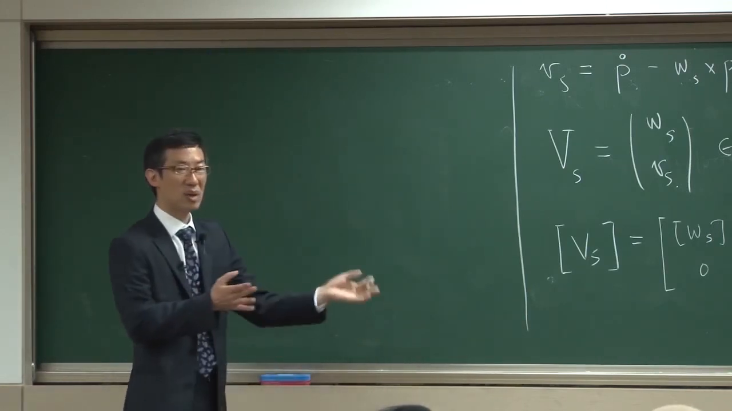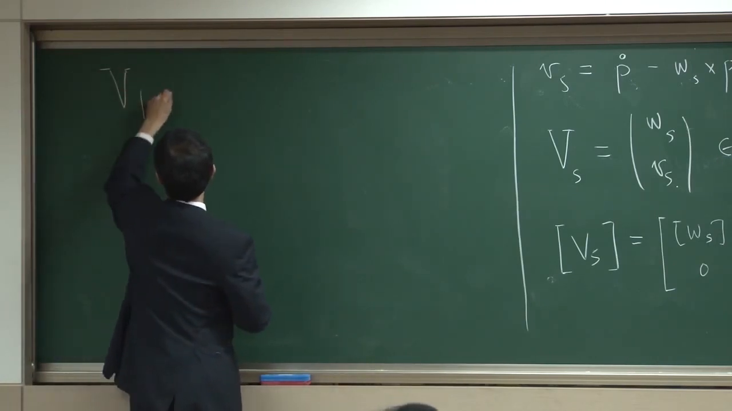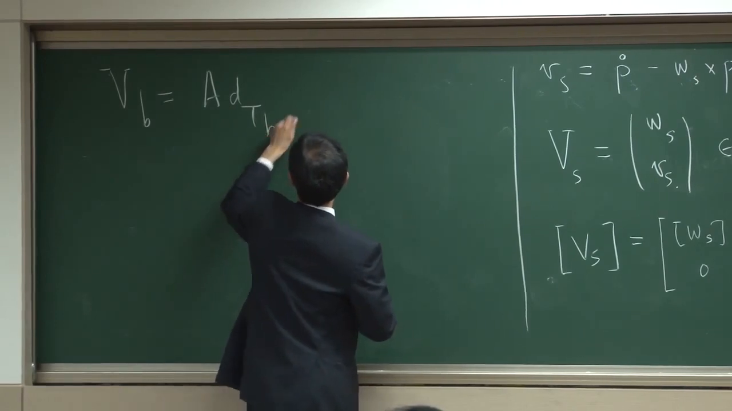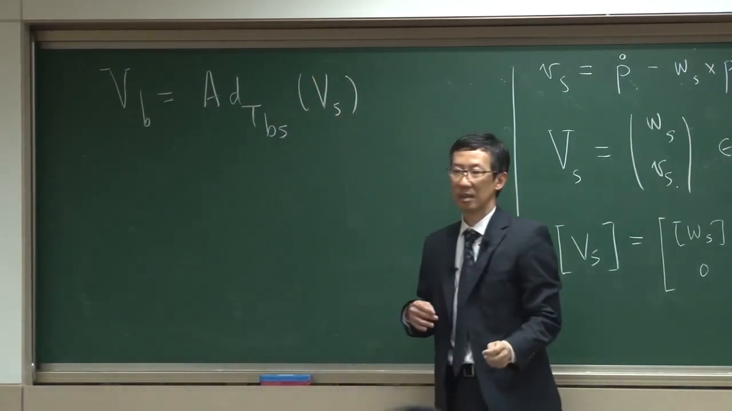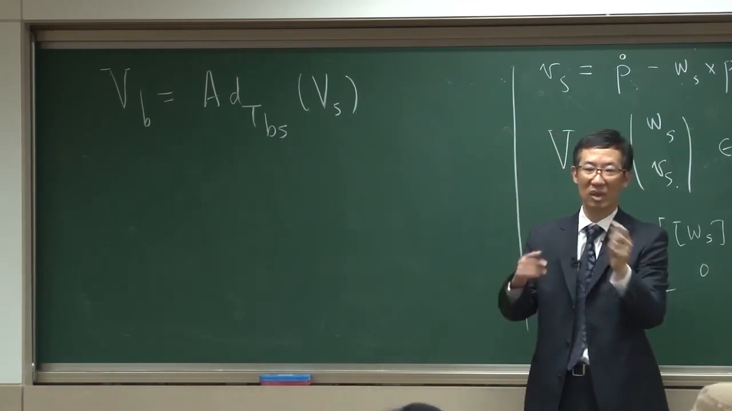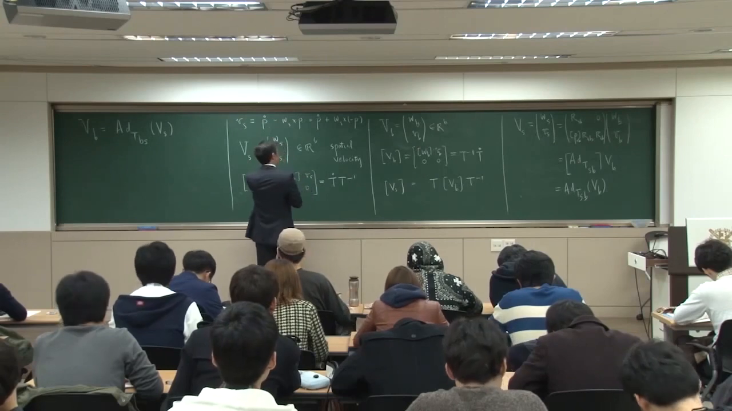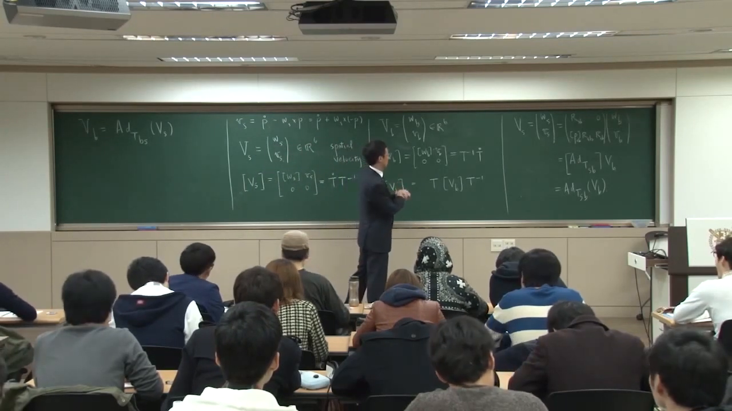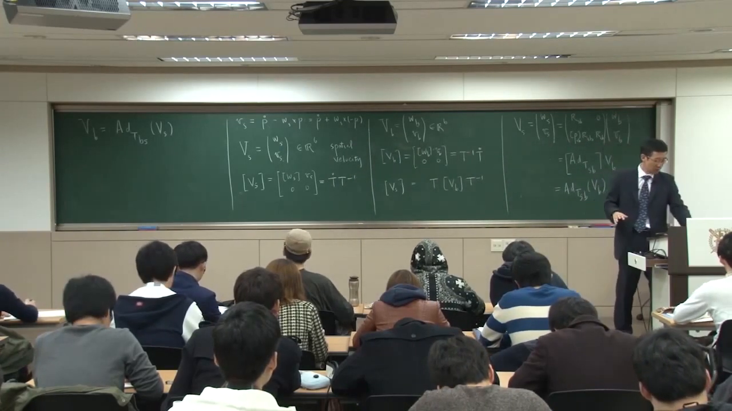Now, if we want to go the other way, not too hard. V sub B is Ad TBS V sub S. Just replace the notation, B by S and S by B. All right, so I think that's where we were last time.